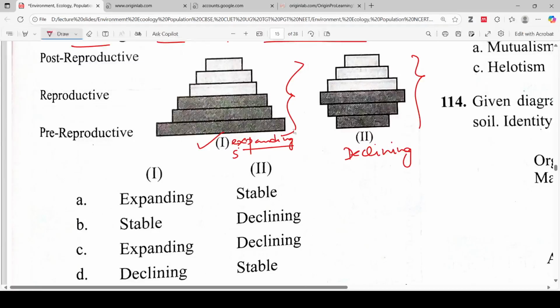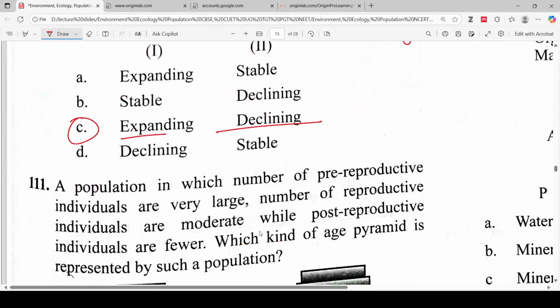because the reproductive age group is high in this case of population, and pre-reproductive population is low. So it will be declining and it will be expanding. So the correct answer will be option C. Next question.